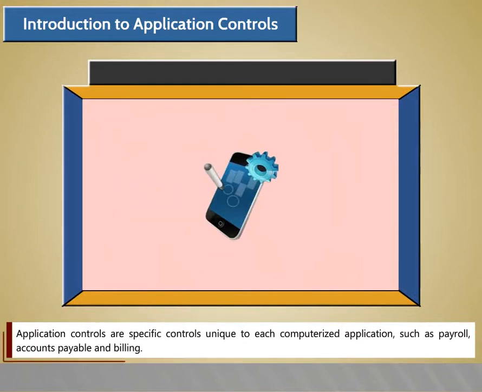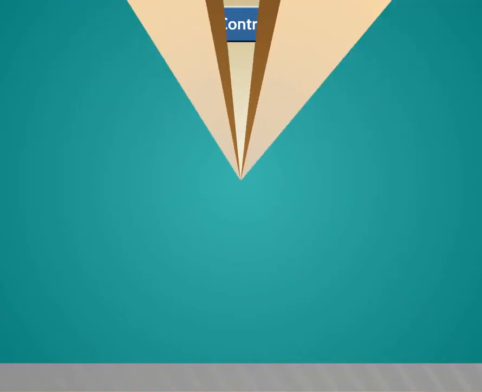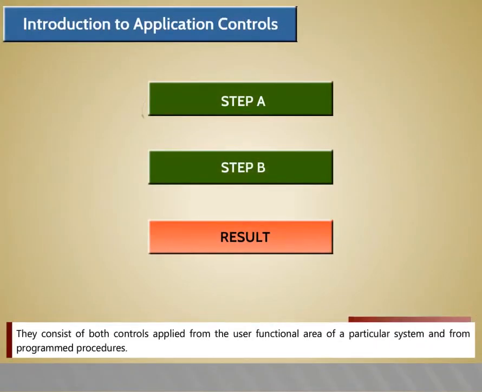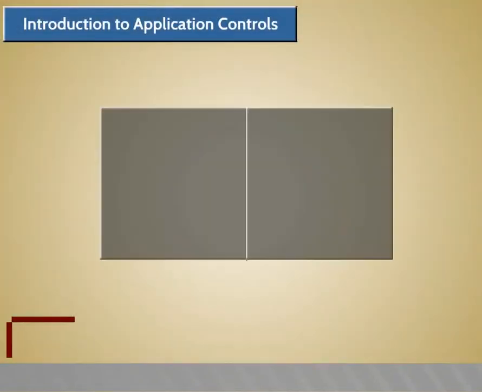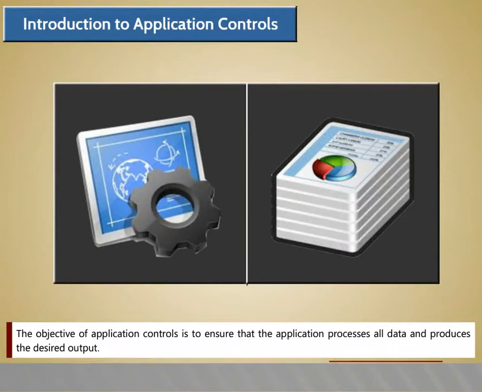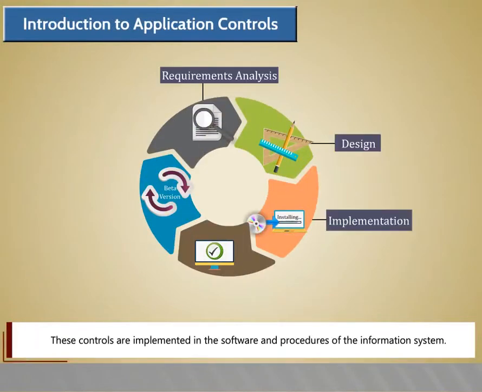Application controls are specific controls unique to each computerized application such as payroll, accounts payable, and billing. They consist of both controls applied from the user functional area of a particular system and from programmed procedures. The objective of application controls is to ensure that the application processes all data and produces the desired output. These controls are implemented in the software and procedures of the information system.